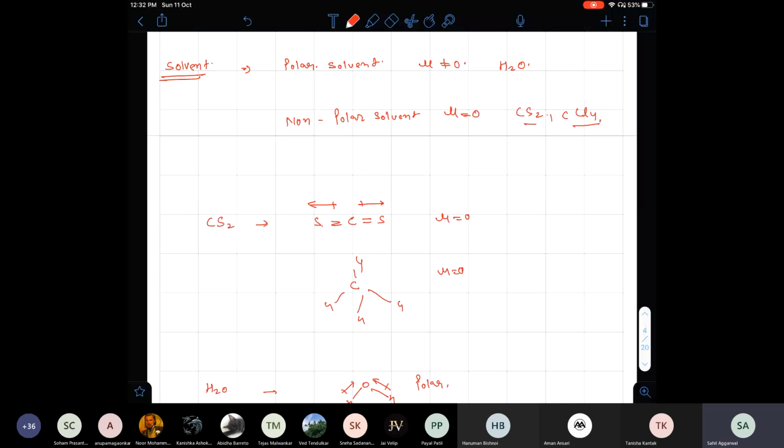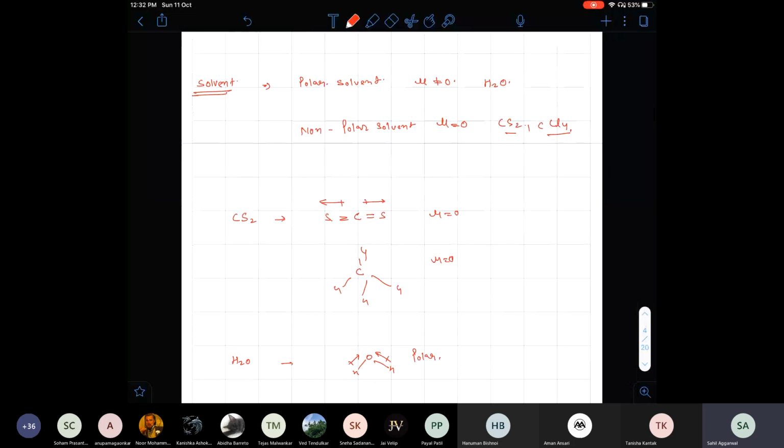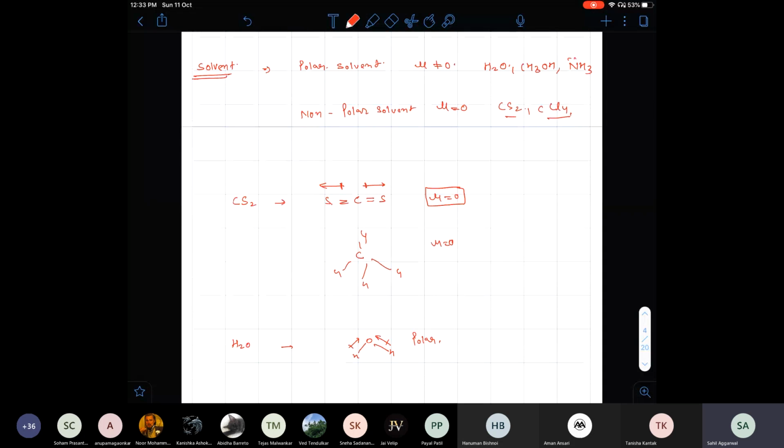I didn't get it, Chinmin. You know what is dipole moment vector? Okay, so if your net vector addition is 0, then it is non-polar. If net vector addition is not 0, then it is polar. Understood? It's all about dipole moment vector. If you know how to check the dipole moment vector, then you can say polar, non-polar.